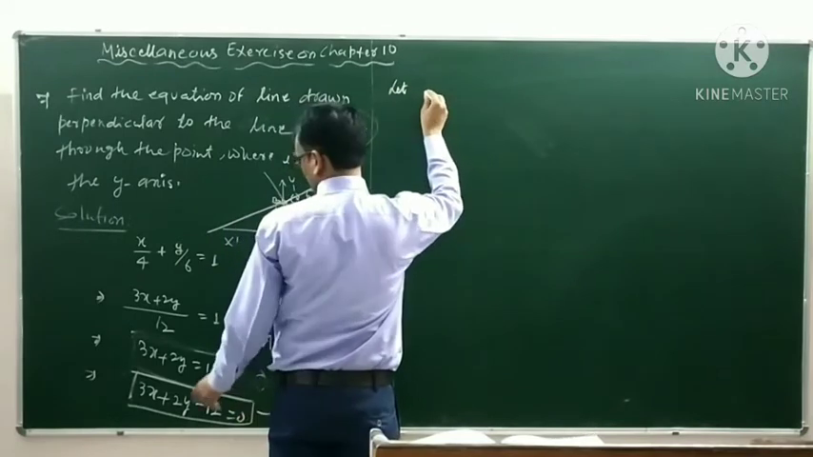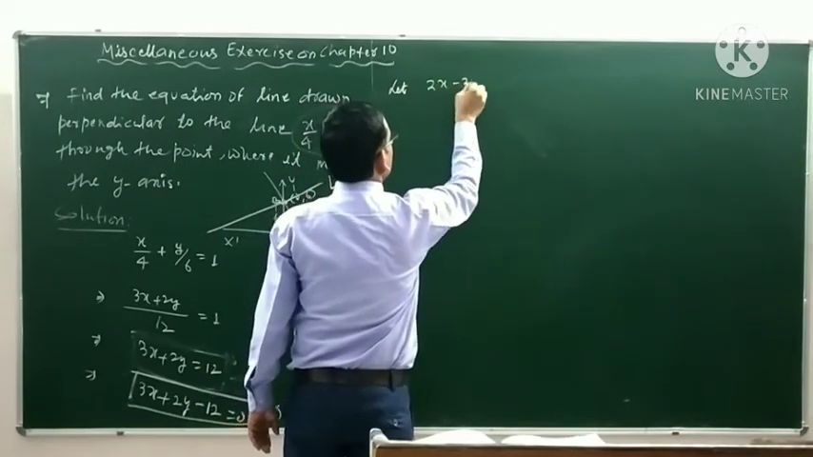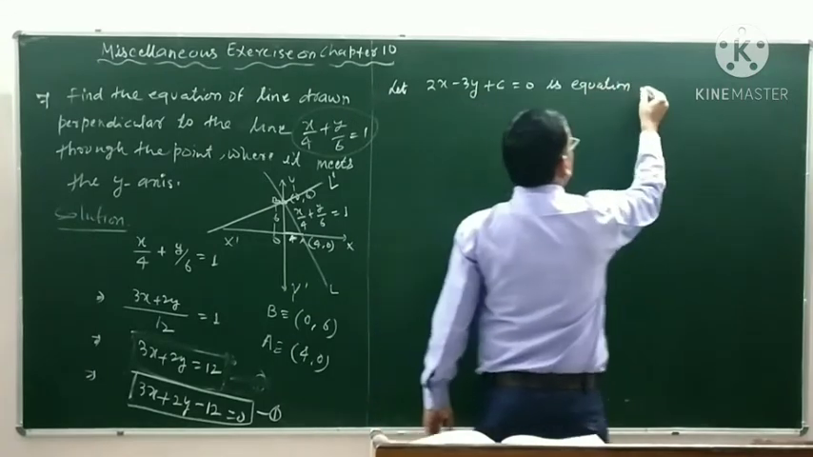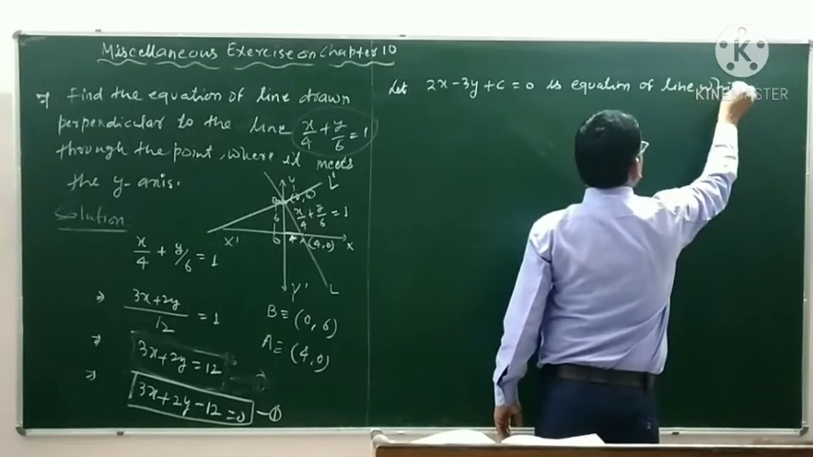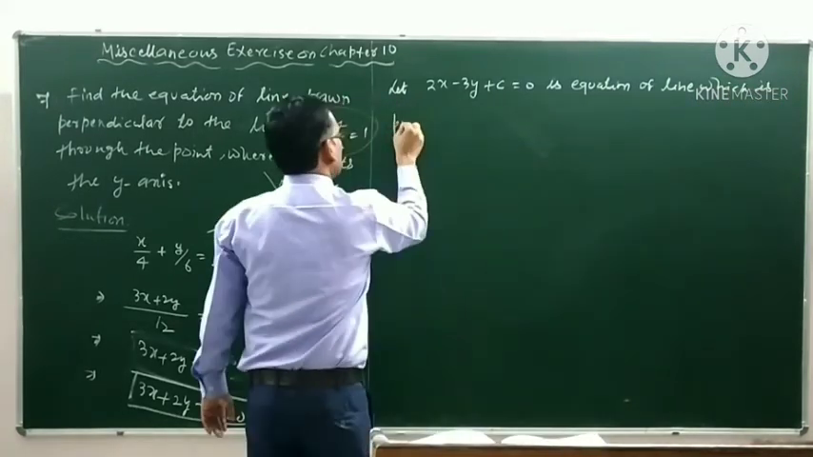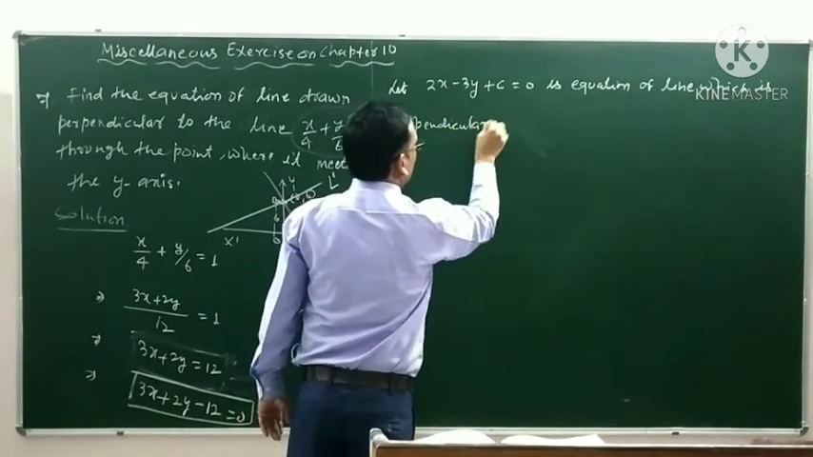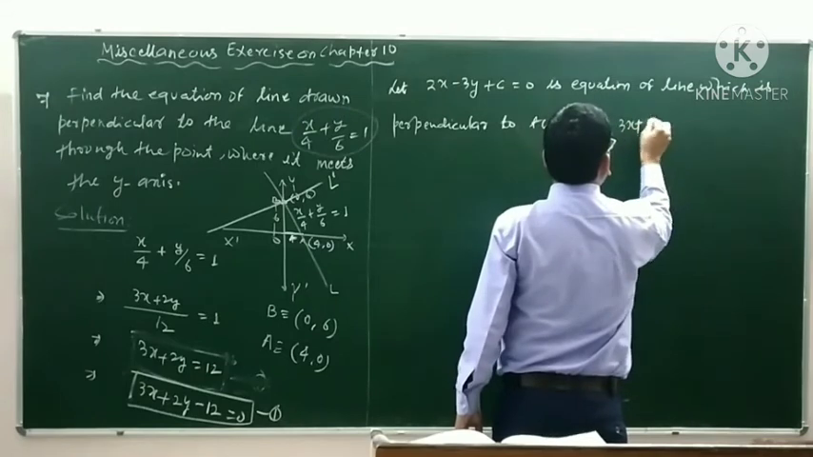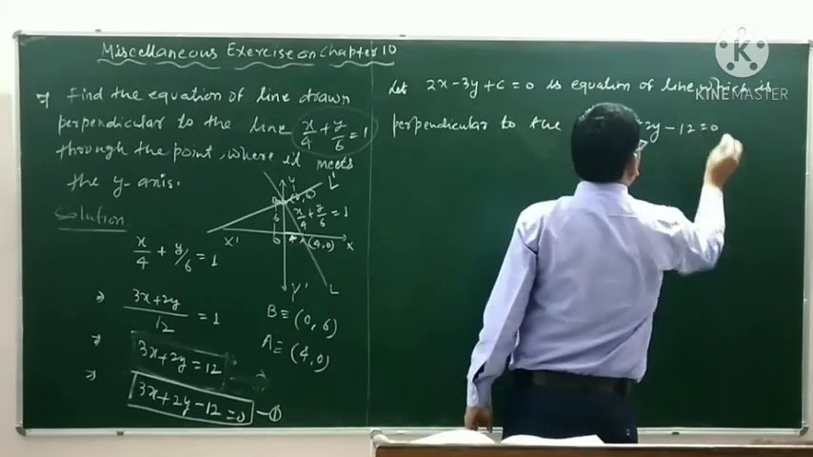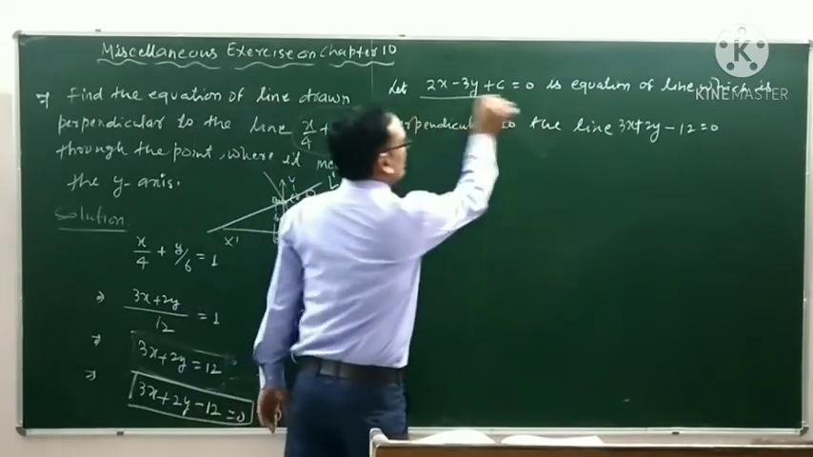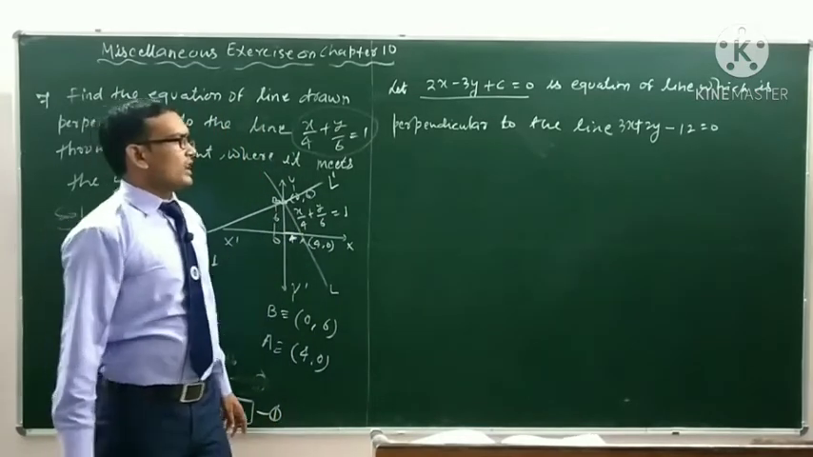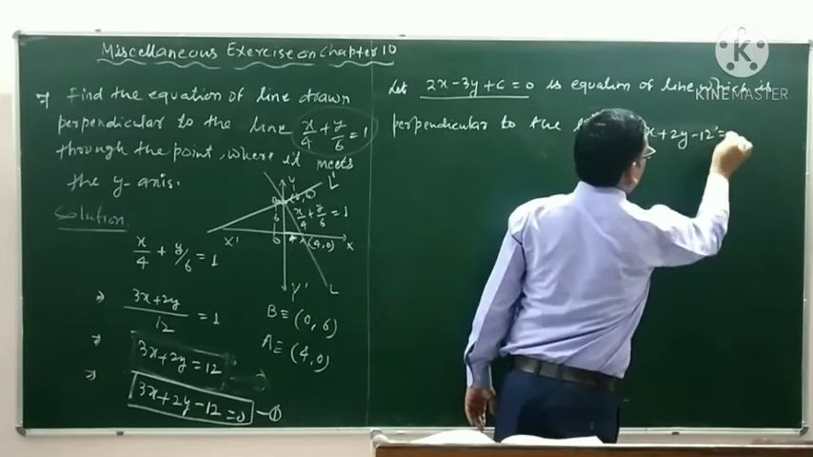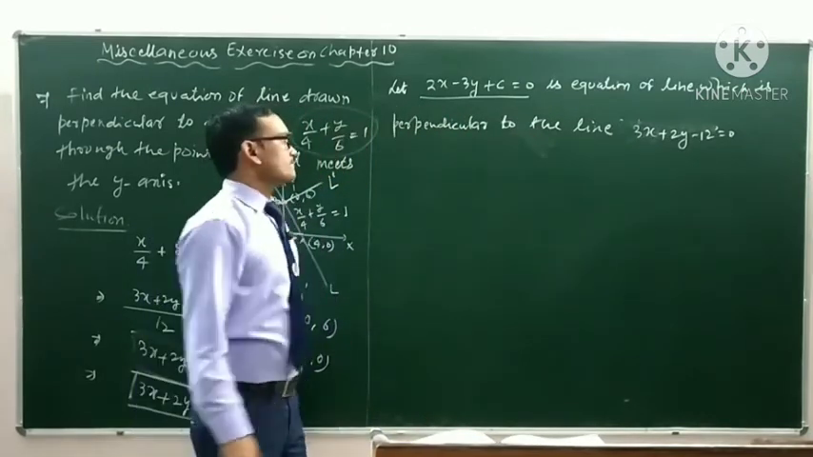Okay, students, according to this question, let 2x minus 3y plus c equal to 0 be the equation of the line which is perpendicular to the line 3x plus 2y minus 12 equal to 0. 2x minus 3y plus c equal to 0 is the perpendicular line to the line 3x plus 2y minus 12 equal to 0.